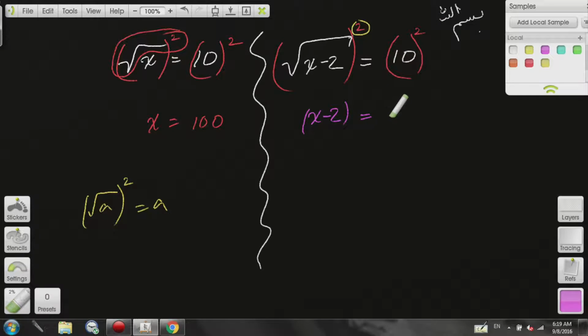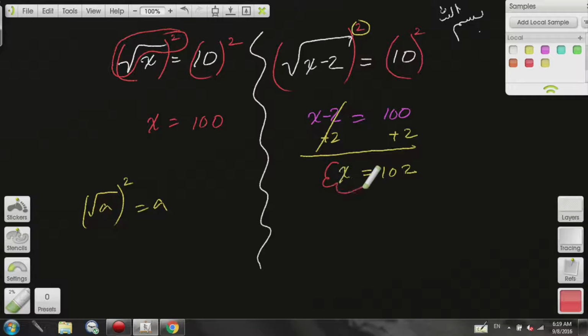Equals 10 squared, which is 100. So then I have x minus 2 equals 100. Then I just add 2 to both sides to solve for x, and I get x equals 102, and that's the answer. You can check this, of course.